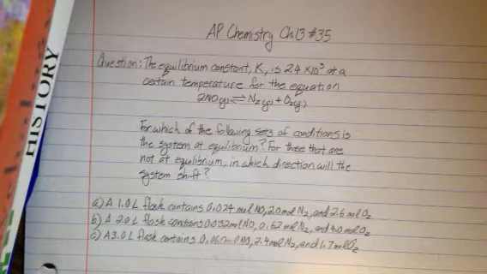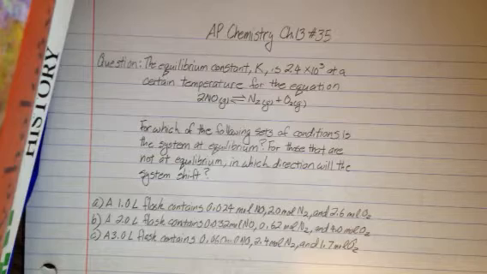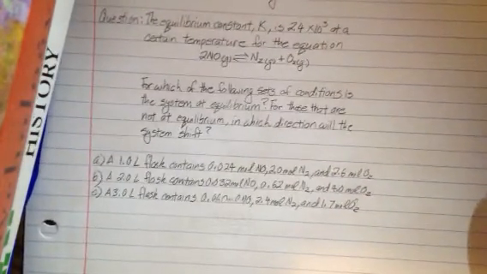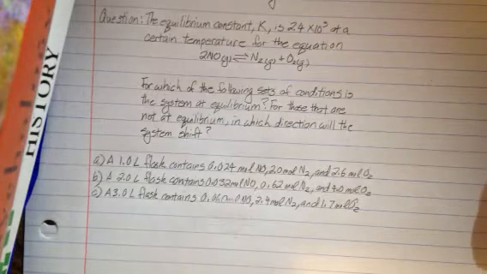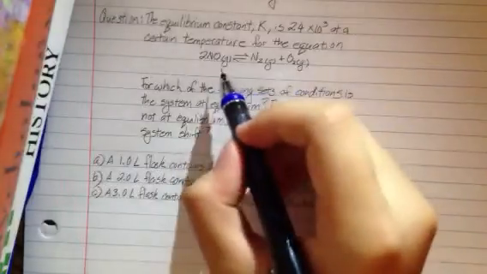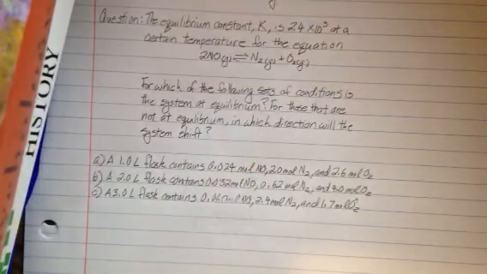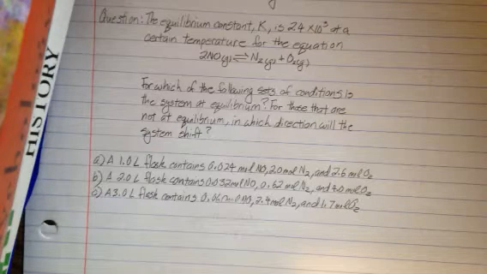Hello, welcome to AP Chemistry, and today I am doing number 35 from chapter 13. The question is, the equilibrium constant, K, is 2.4 times 10 to the third power at a certain temperature for the equation here. For which of the following sets of conditions is the system at equilibrium? For those that are not at equilibrium, in which direction will the system shift?